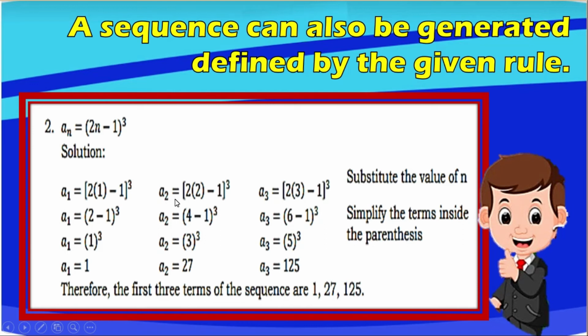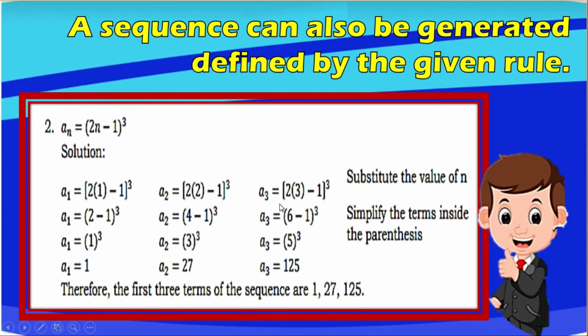Next, a sub 2. So substitute the value of n, which is 2, to our rule or formula. So we say 2 times 2 minus 1 and then cube. So 2 times 2 is equal to 4 minus 1, then cube. So 4 minus 1 is equal to 3 and then cube. So it means 3 times 3 times 3. So a sub 2 equals 27.